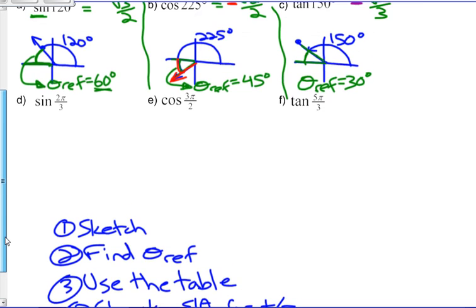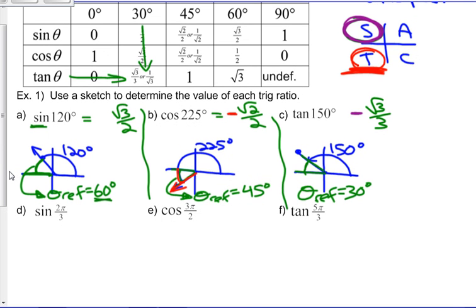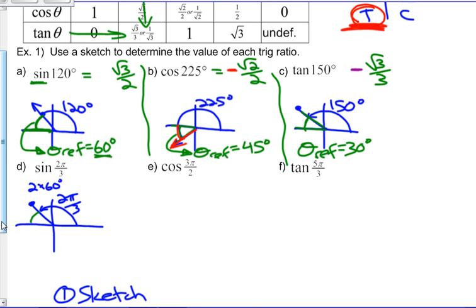Let's try doing it in radians. So sine of 2 pi over 3. I'm going to graph that or sketch it. 2 pi over 3. A pi over 3 is a 60, so this is really 2 60s, or 120. Okay, which means that the missing angle, or the reference angle, will be 60 degrees, or pi over 3. Right, because 180 would have to be a full pi. 2 pi over 3 plus a pi over 3 would make a full pi.